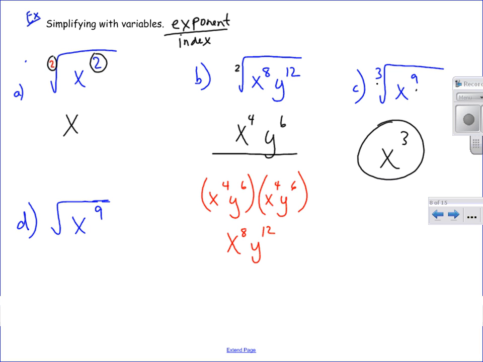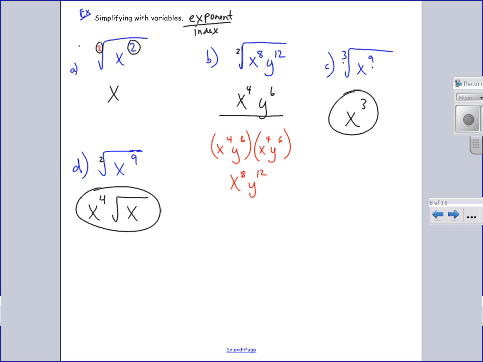Okay, now this one, we have a little remainder. So he's kind of stuck in there. So this is going to be 9 divided by 2 is 4. So x to the 4th, and I have a remainder of 1. Well, I'm going to leave that under the radical sign. So when you have remainders, you leave them under the square root sign, just like this.